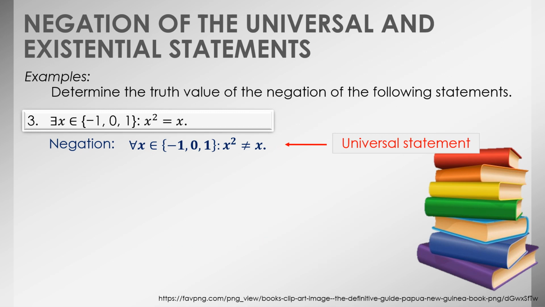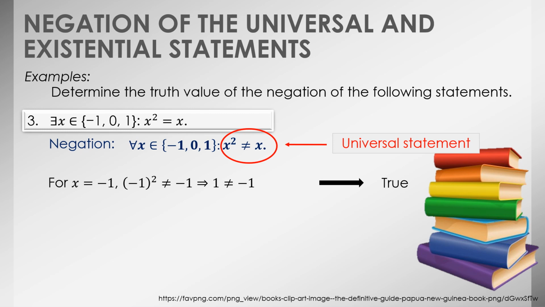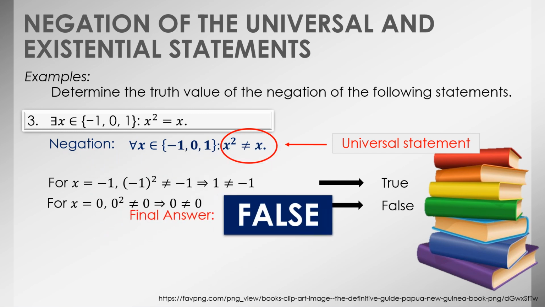Similarly, for this example, we need to show that this statement is true for every value of x. So, to start, we will substitute -1 to the variable x in the given statement. So we have this. Clearly, this is a true statement. Next, when x is 0, we have this result. This is obviously a false statement. Thus, since we failed to show that for all values of x, the statement is true, we can directly conclude that the negation is false.